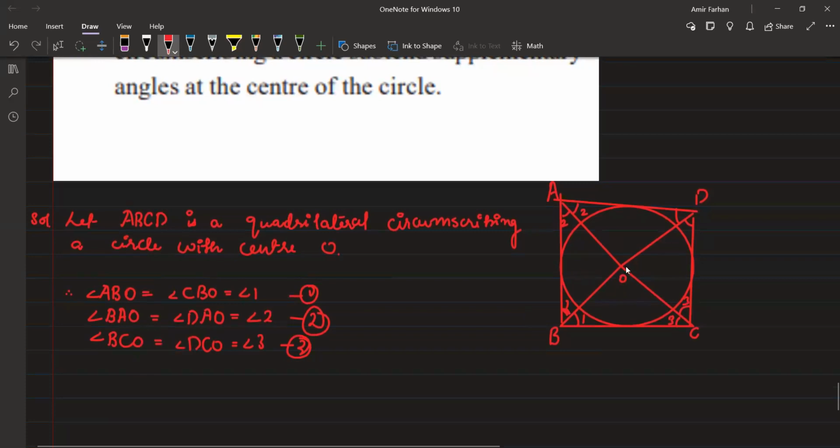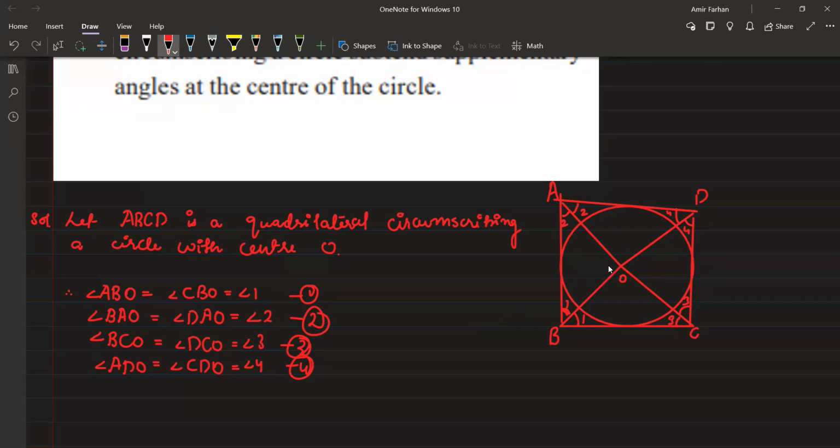Next is angle ADO or angle CDO. Angle ADO is equal to angle CDO is equal to angle 4. So this is your equation number 4, so this is 4 and 4. Adil, why are the angles equal? Can you tell me? Because of the tangents. Because tangents are equal. AB is the tangent, BC is the tangent, CD is the tangent, and AD is the tangent. Clear? Yes. Very good.